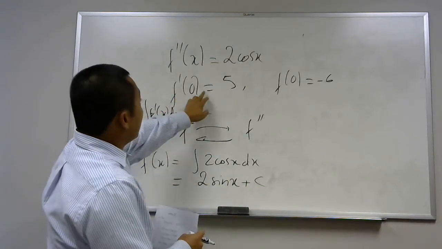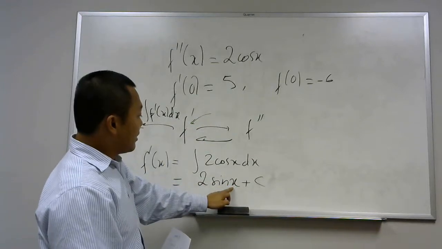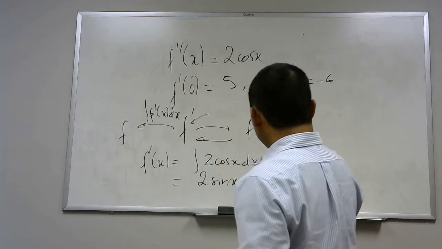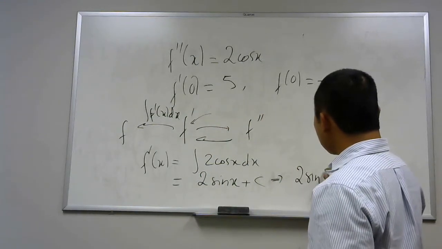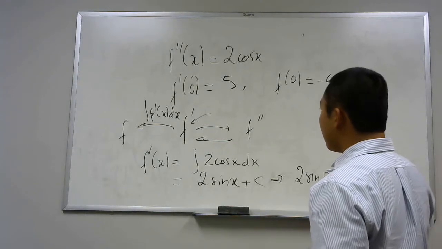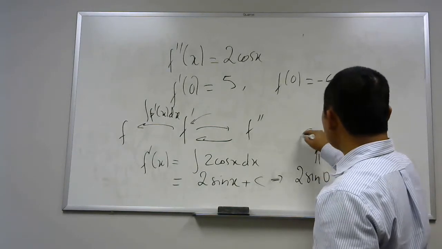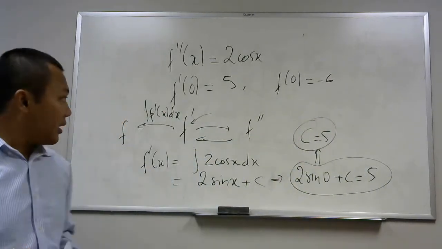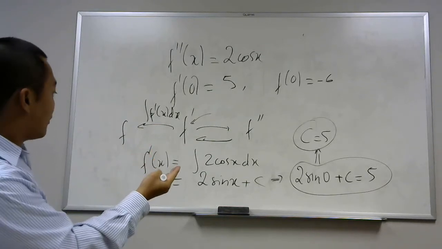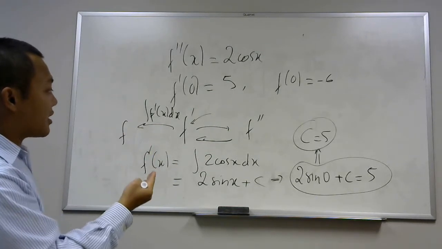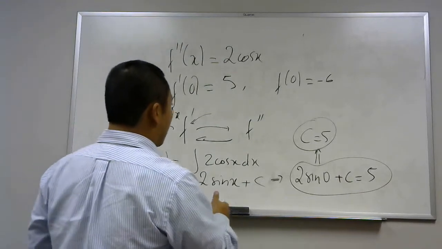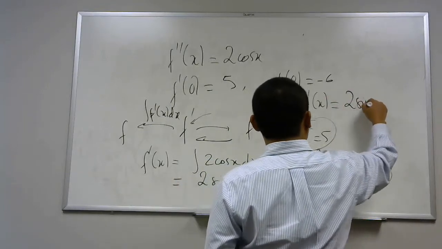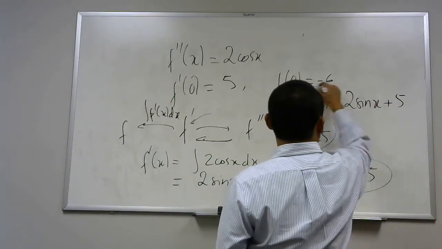Because f derivative of 0 is 5, I just plug 0 into this sine and I set it equal to 5, right? From here I get 2 sine of 0 plus c equal to 5, and then c is equal to 5. You see? That's not that bad, right? So since c equal to 5, the derivative is 2 sine of x plus 5. From here I can write f derivative of x is 2 sine of x plus 5.